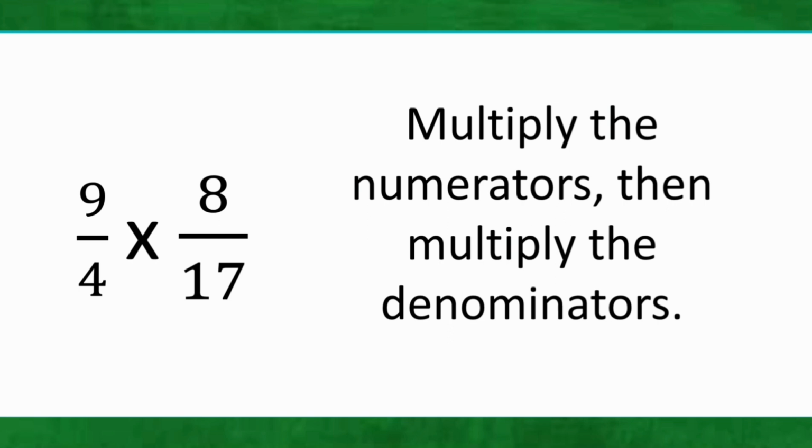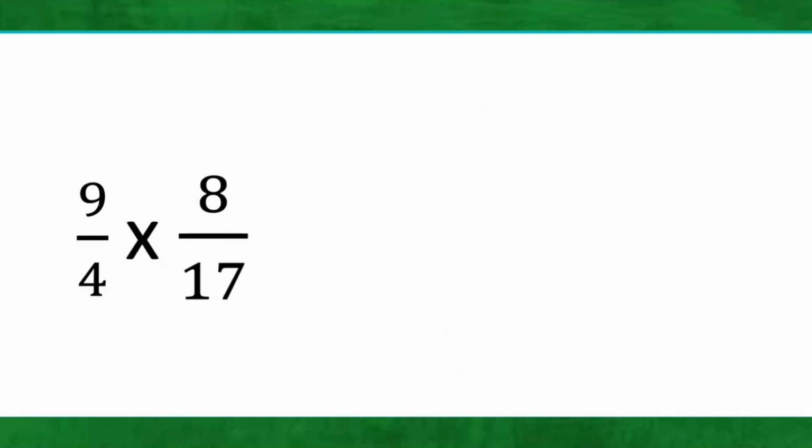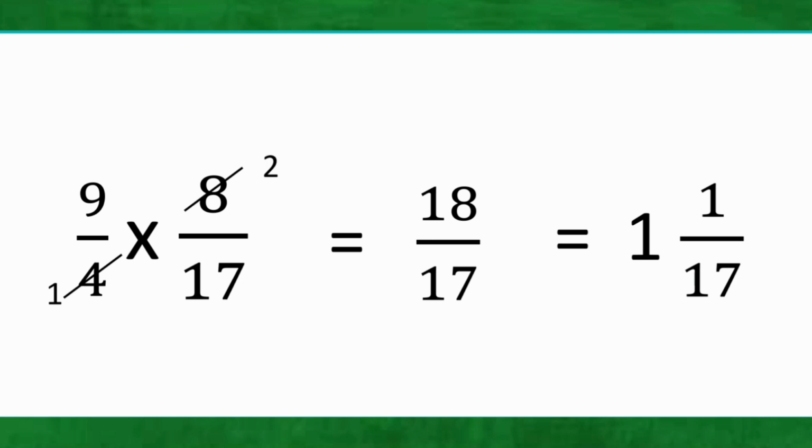Here, we can do the cross-canceling method. We have 8 and 4. The GCF of 8 and 4 is 4. So 4 divided by 4 is 1, and 8 divided by 4 is equal to 2. So we have 9 and 2, and 1 and 17. So 9 times 2 is equal to 18, and 1 times 17 is equal to 17. Our answer is an improper fraction, so change it into a mixed number. 18 over 17 is equal to 1 and 1 over 17.